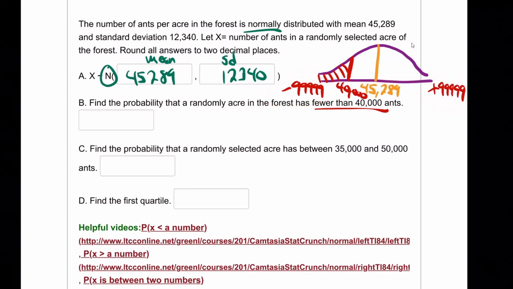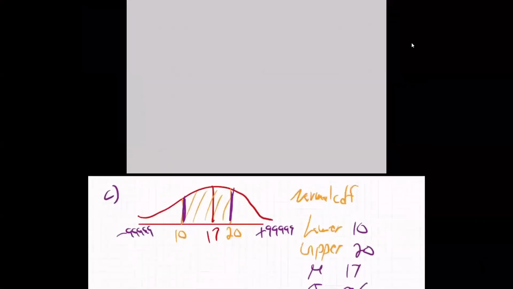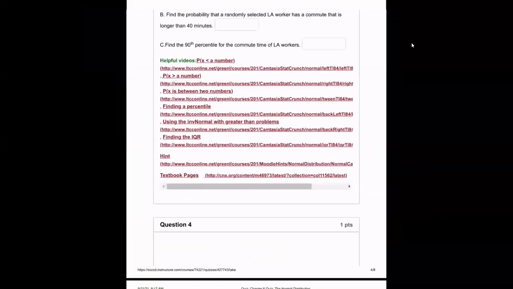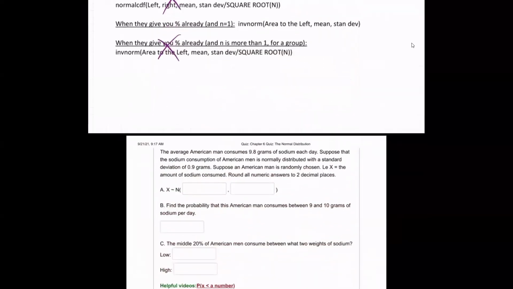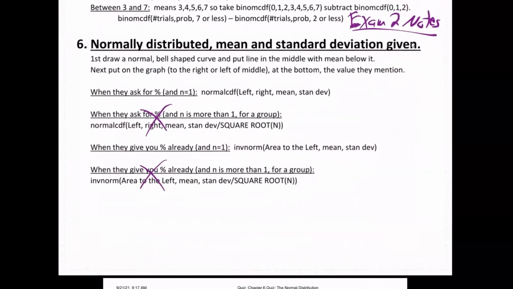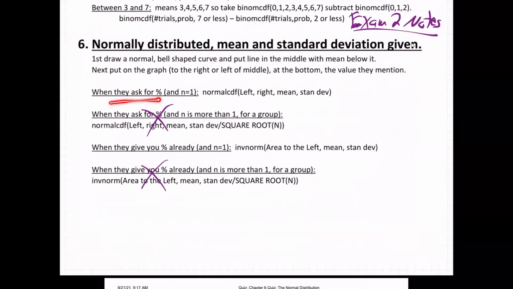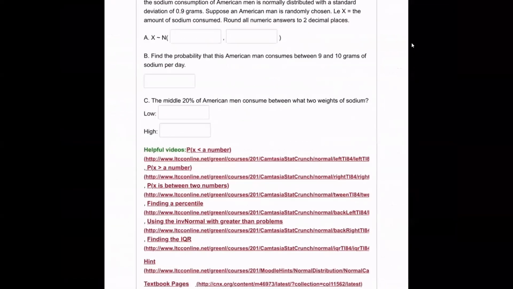Okay, so now if you go to the exam 2 notes, let me show you, it'll tell us that we're going to need to use normal CDF. Here's the exam 2 notes. It says, are they asking you for a percentage? Yeah, they did. They said find the probability, which is a percentage. Then you can do normal CDF: left, right, mean, standard deviation.